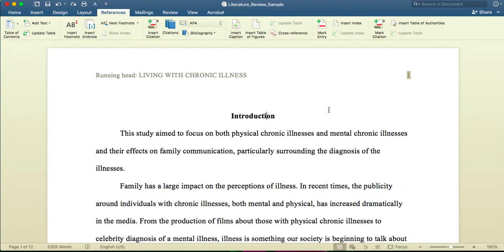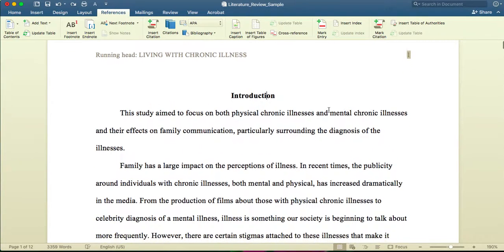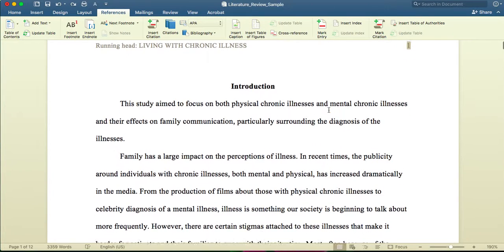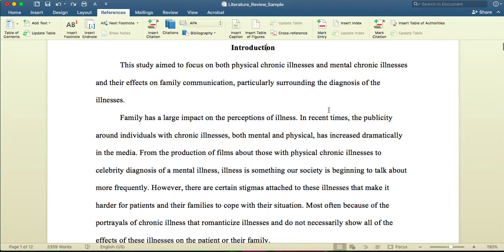So this particular paper, and this is a student's paper, a student who's completed this class at Philander Smith College. The topic here was living with chronic illness. So you can see here the first thing that the student did was write an introduction that discusses chronic illness overall. And this student told me specifically what she's going to be discussing in the paper. The purpose of this study is to focus on physical chronic illnesses and mental chronic illnesses and the effects that it has on family communication, particularly surrounding the diagnosis of those illnesses.